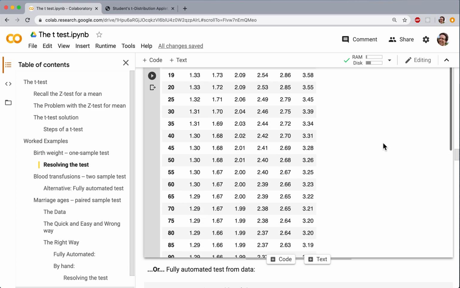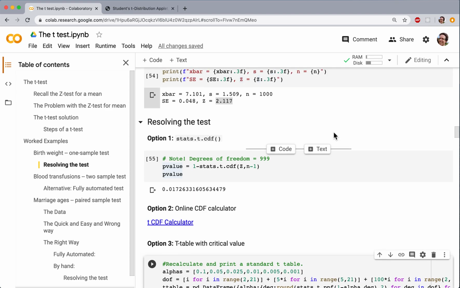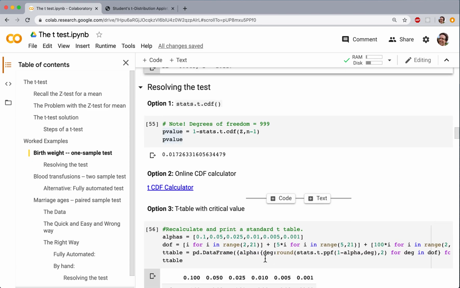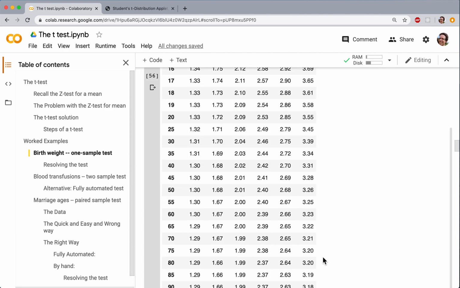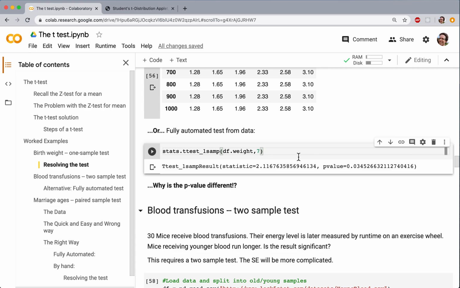Now, those are 3 ways to resolve the test using the t-distribution if we have performed the test by hand. And notice that performing the test by hand is basically just a z-test. The only real difference here is how we resolve it using the t-distribution. Now, I want to show you one more strategy here, which is to perform the test entirely from the data using this canned function t-test one sample.